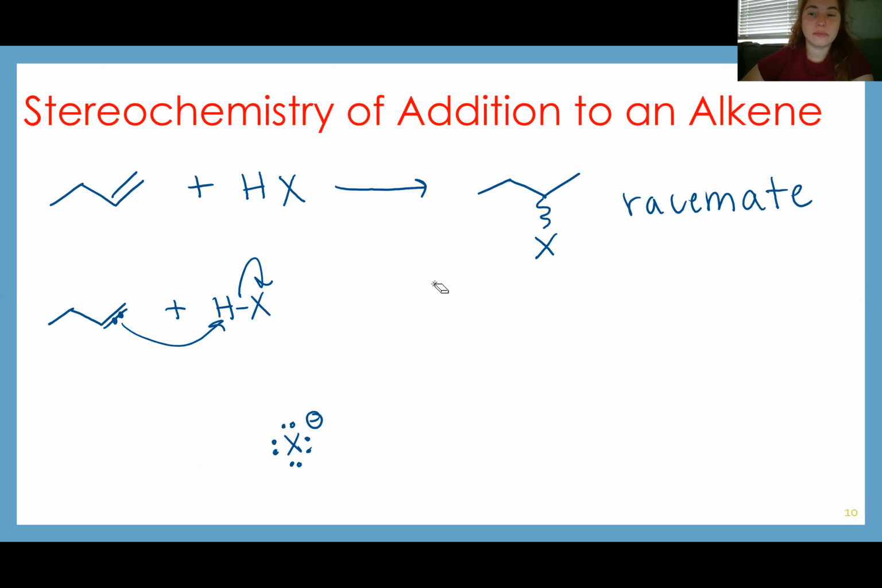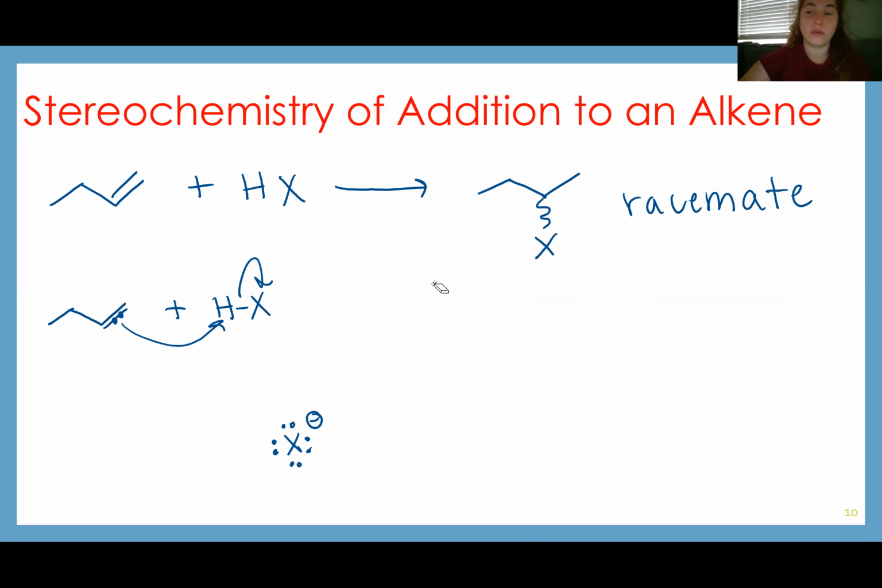So the stereochemistry of addition to an alkene is not very complex. It's the same situation as when you had an SN1 reaction. If you go through a carbocation intermediate, you are going to lose any stereochemistry that you may have started off with, and you're going to end up with a racemic mixture.